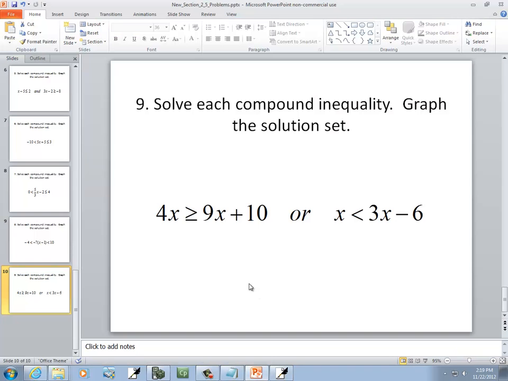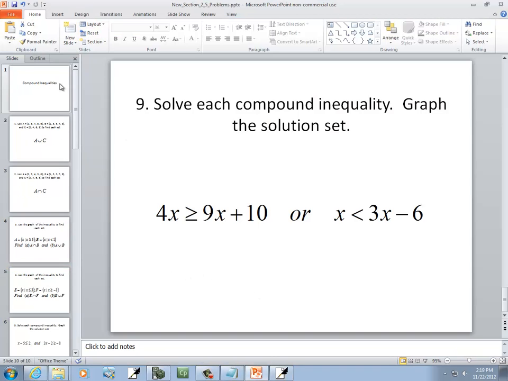And that's our last problem in that section. So let me go ahead and save it.